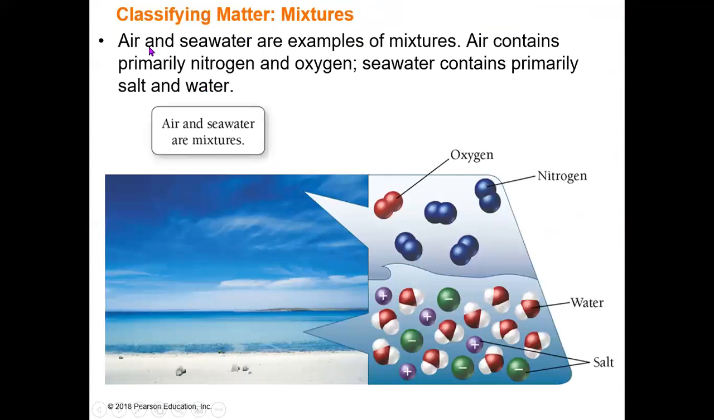Classifying matter, mixtures. Air and seawater are examples of mixtures. Air contains primarily nitrogen and oxygen. We see nitrogen gas and oxygen gas, which means N2 and O2 gas. Seawater contains primarily salt and water. So you see here the example on the top in the gas is air. We see this oxygen, which is actually O2, and the nitrogen is N2.